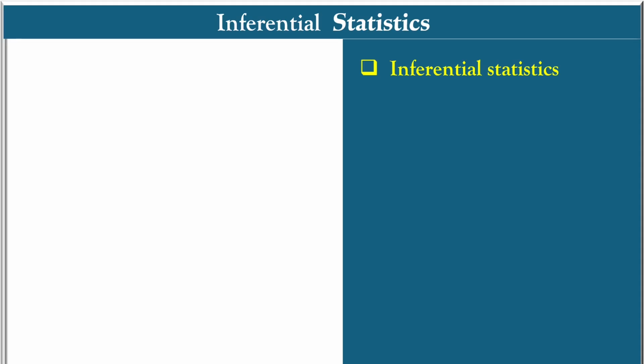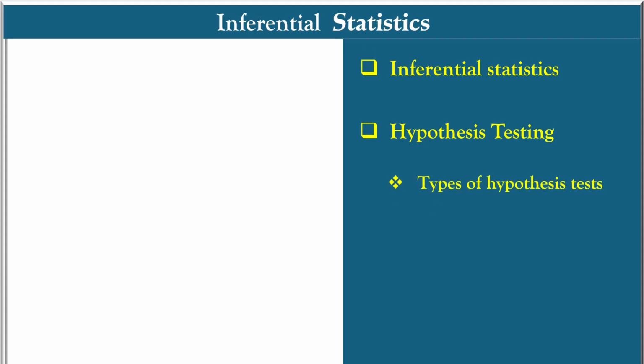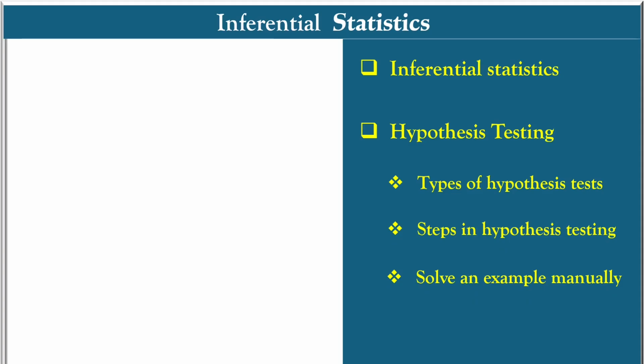We are going to look at the definition of inferential statistics and hypothesis testing. Then we will look at types of hypothesis tests and steps in hypothesis testing. Then we will solve an example manually so that we understand the whole point of inferential statistics and hypothesis testing, and you'll also be able to interpret our results very well when we use the software SPSS to analyze our data. So let's dive straight into it.